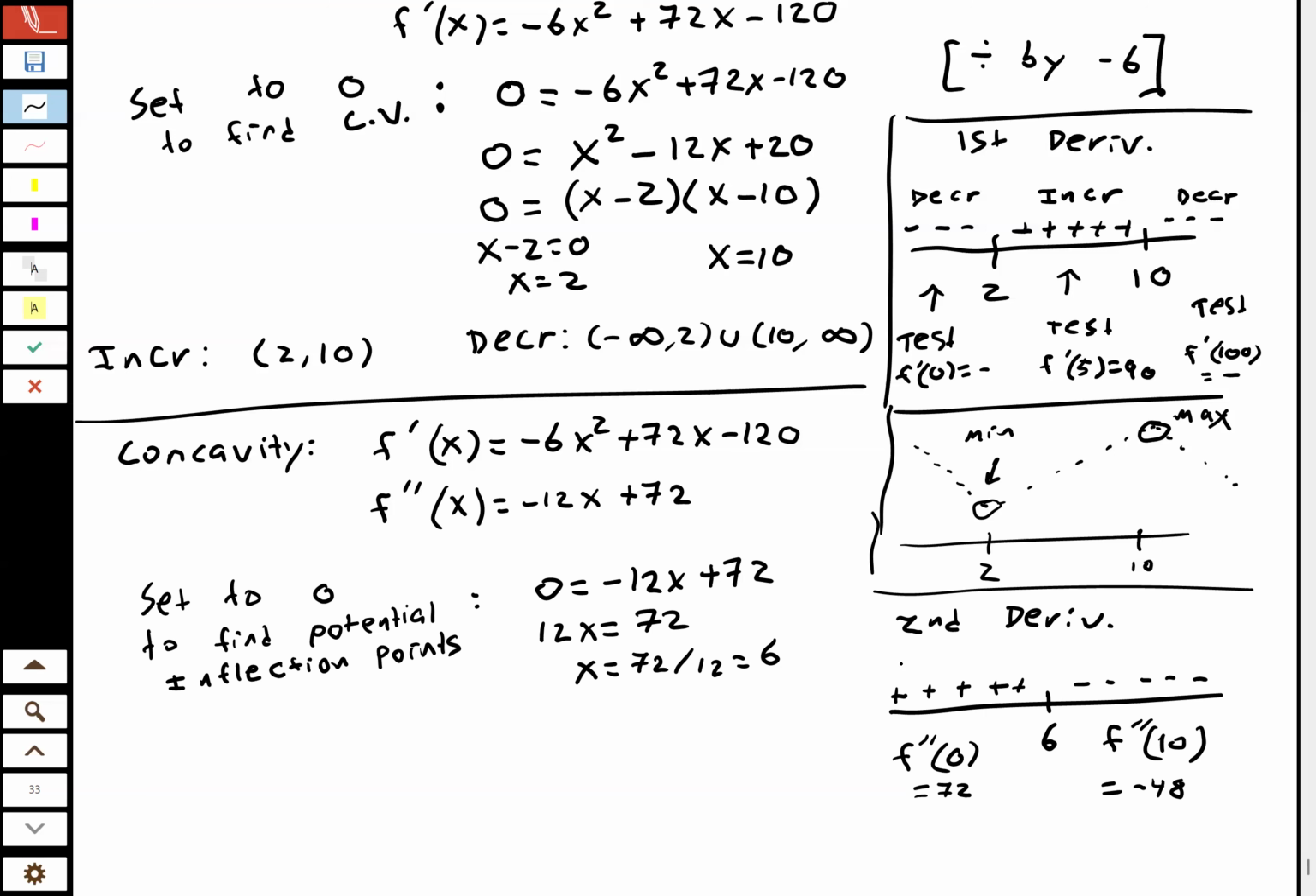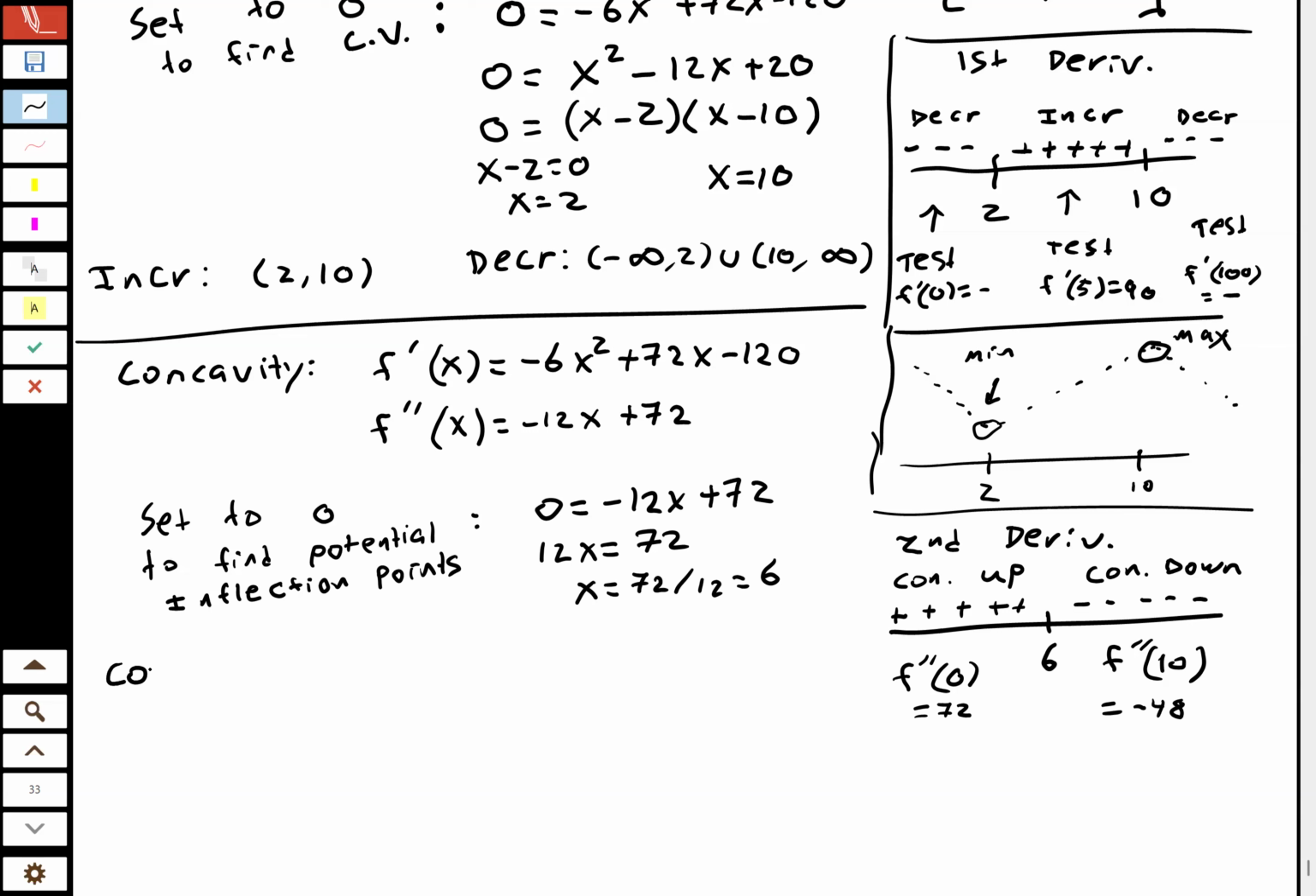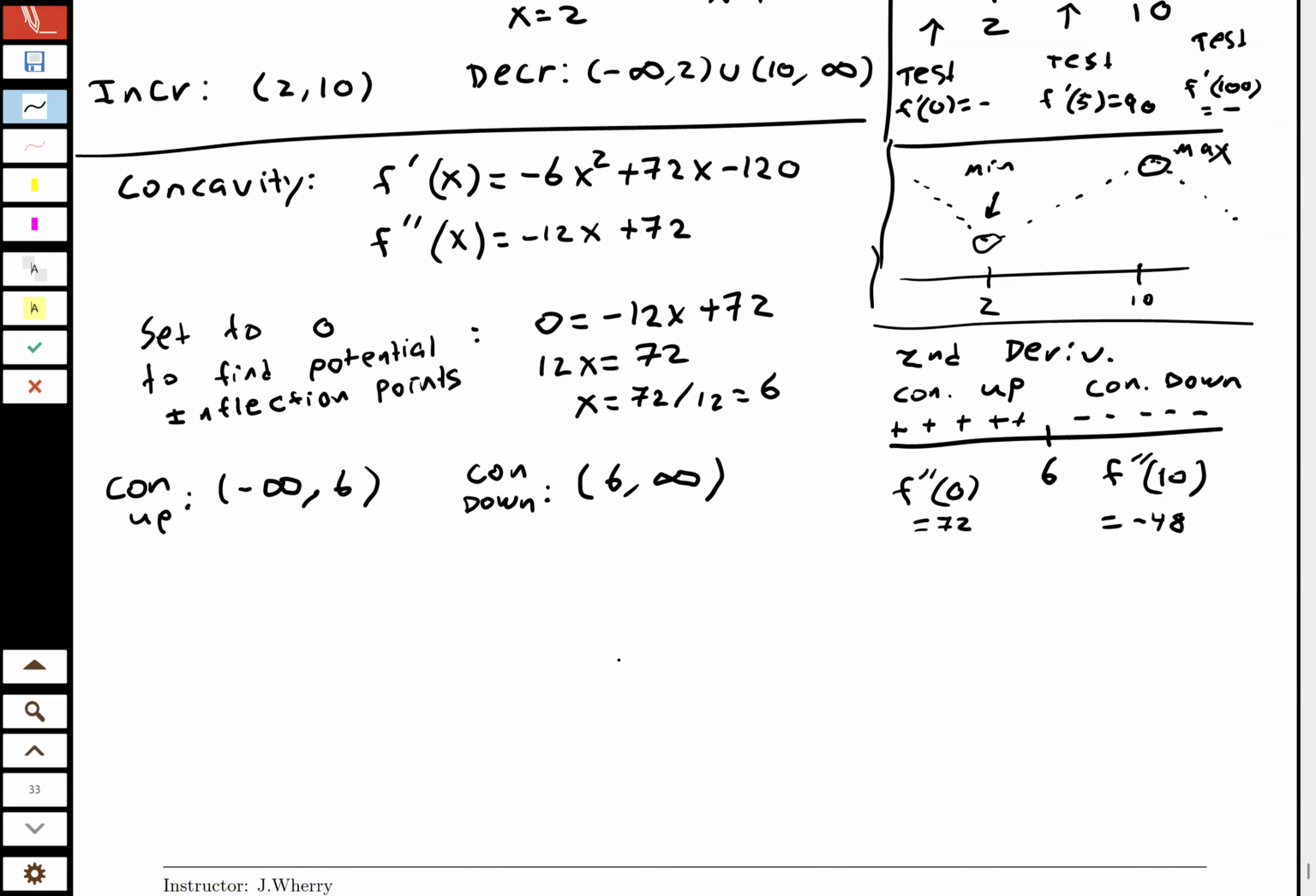If your second derivative is positive, this tells you that it's concave up. If your second derivative is negative, this tells you it's concave down. So in particular, I have concave up from negative infinity to 6, and I have that it is concave down from 6 to infinity. This also tells me I have an inflection point at x equals 6.